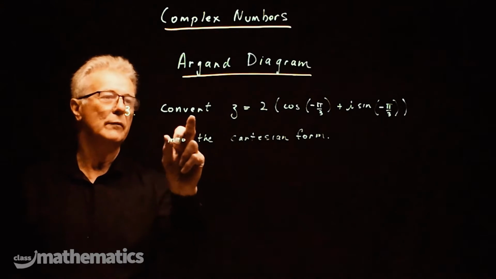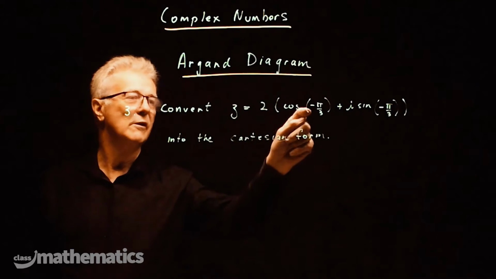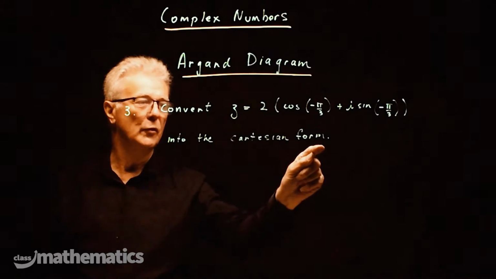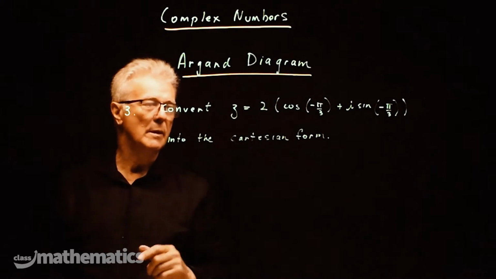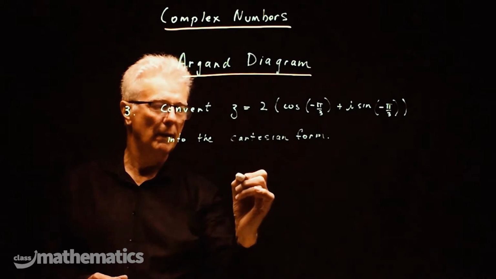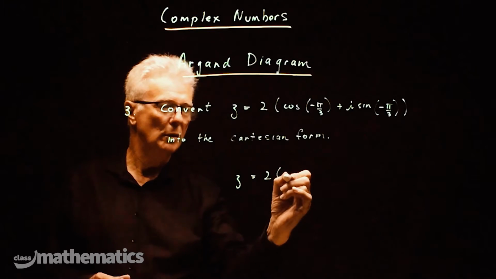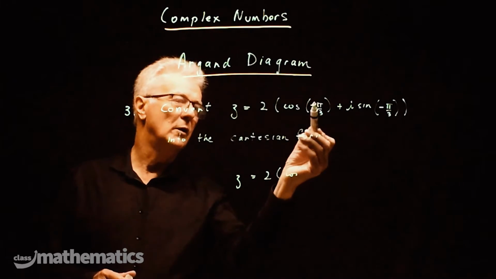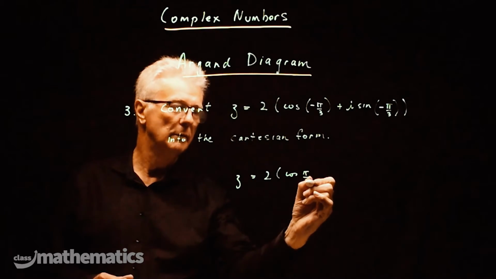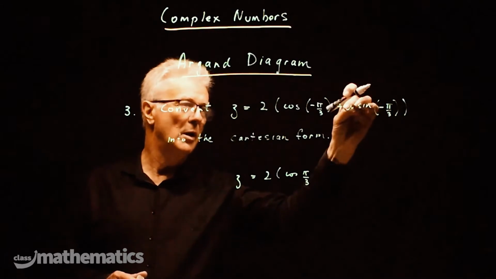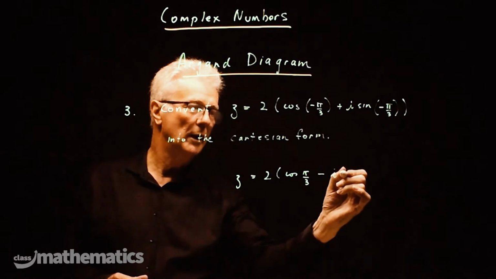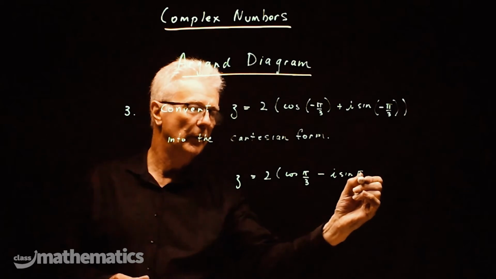Alright, in number 3, we have to convert z equals 2 cos of minus pi upon 3 plus i sine of minus pi upon 3 into the Cartesian form. It's fairly easy, but it's a very important thing we have to do before we start. We have to change this angle here. So that becomes 2 cos. Now, the cos of a negative angle is the cos of the positive angle, so it's just going to be cos of pi upon 3. But here, the sine of a negative angle is minus the sine, because it's an odd function. So that'll be minus i sine pi upon 3.